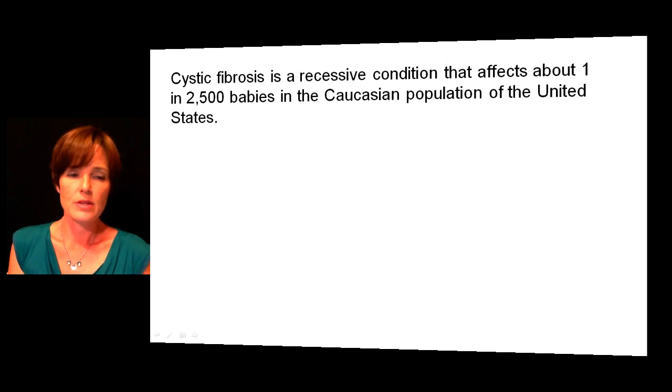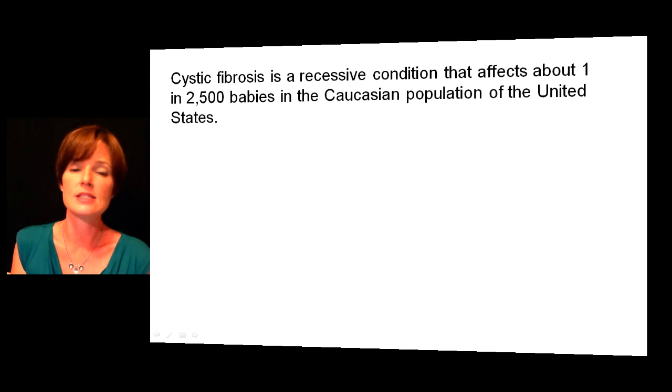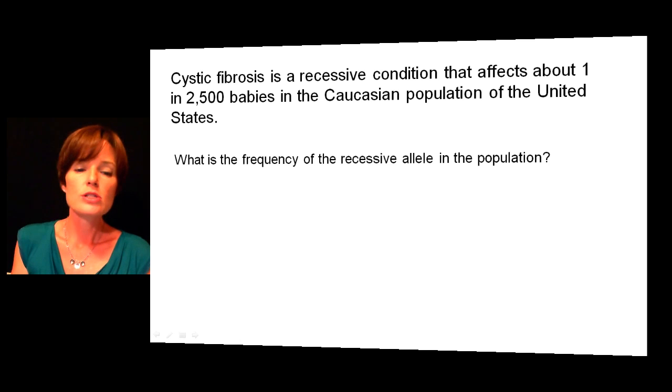Next question. Cystic fibrosis is a recessive condition that affects about 1 in 2,500 babies in the Caucasian population of the United States. Okay, so cystic fibrosis is recessive. So that means that it's going to be the recessive allele that carries this cystic fibrosis, and you would have to have the recessive genotype to actually have it.